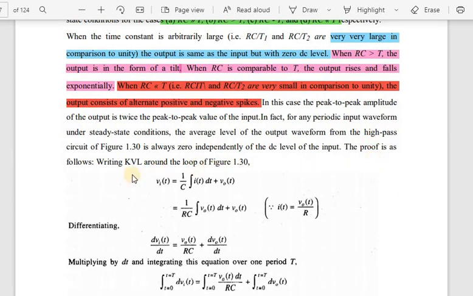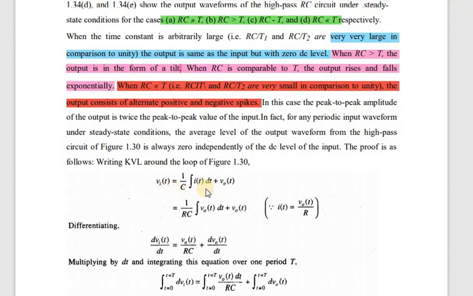The proof always follows from KVL. So now take the input voltage Vi of t, which we have already seen in the previous classes: Vi(t) = (1/C) integral of i(t) dt plus V0(t). You have to get these from the equation, how you apply the network, what the consideration is. The textbook I recommend for this PDC is Pulse and Digital Switching Waveform Circuits, third edition, by the author Millman.